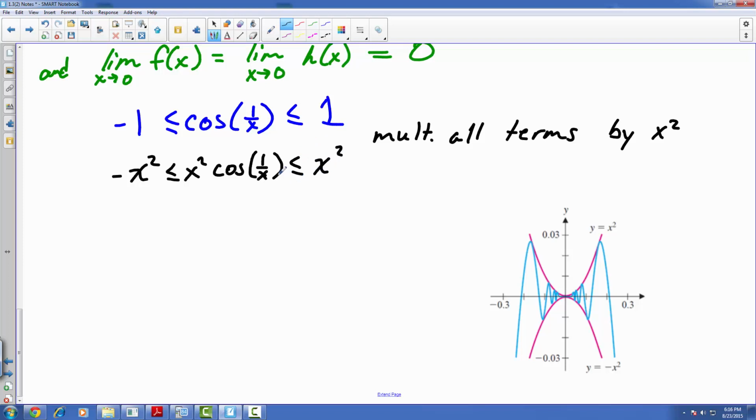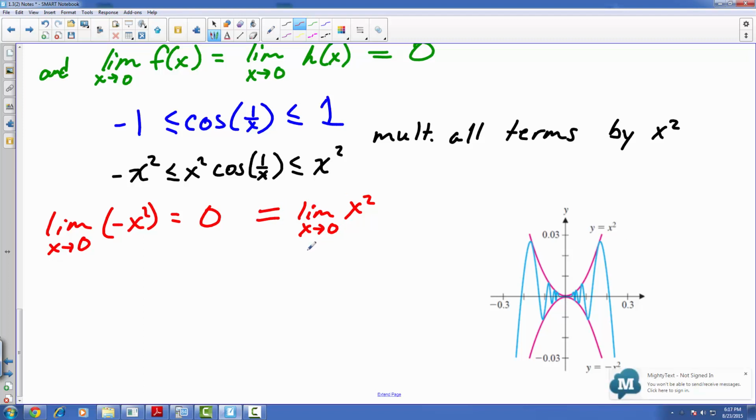Now let's look at the individual limits of negative x squared and the limit as x approaches 0 of just x squared as well. So we have the limit as x approaches 0 of negative x squared. Well, using direct evaluation, that just comes out to be 0. Likewise, the limit as x approaches 0 of x squared, again using direct evaluation, you just plug that in, also comes out to be 0.